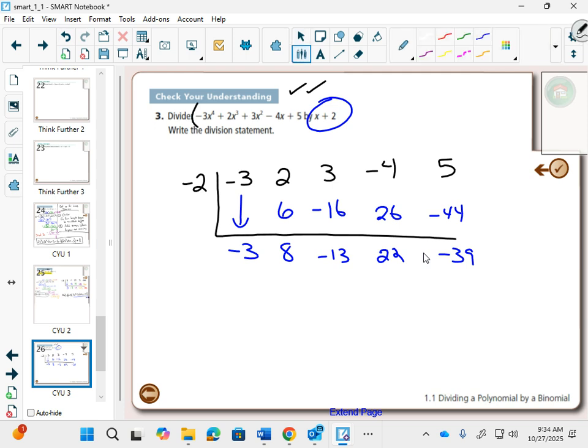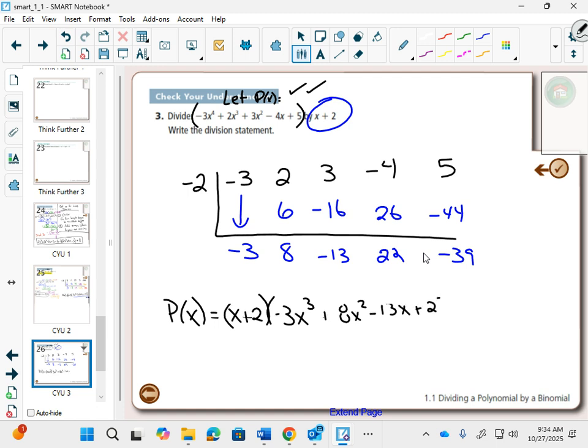I'm going to put this in brackets, and above it say let p of x equal, so I don't have to rewrite all of that. And then my division statement, p of x is equal to, I divided by x plus 2. And I started with an x to the 4, so this means I should get an x cubed plus 8x squared minus 13x plus 22. And there's a remainder of minus 39.